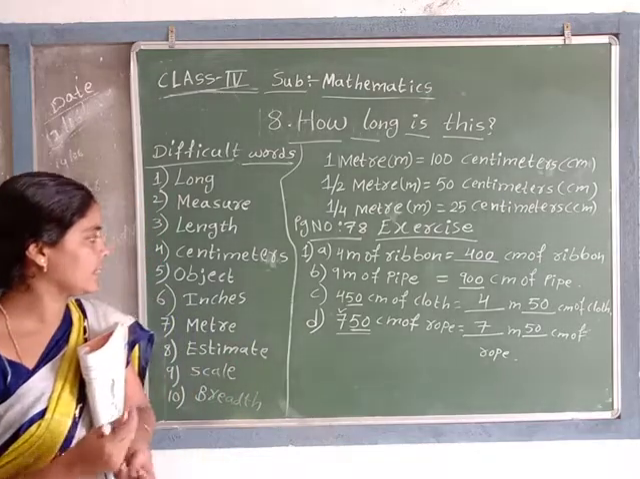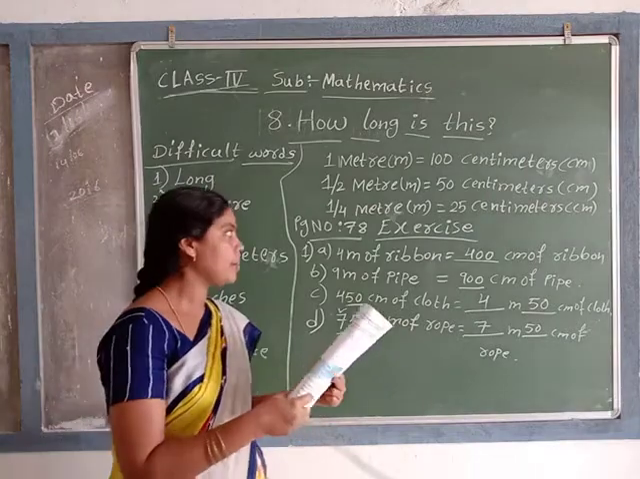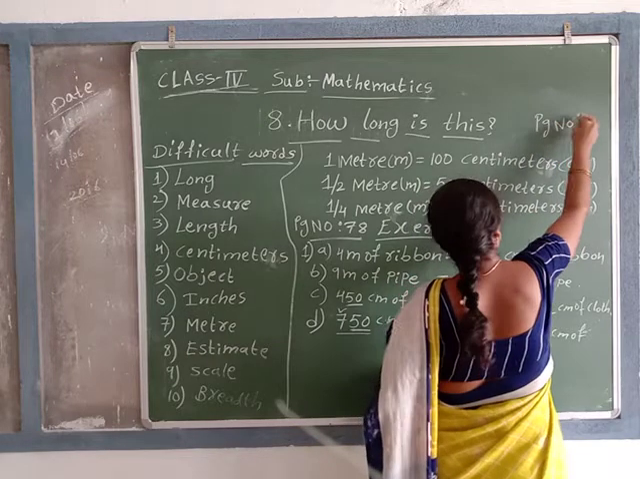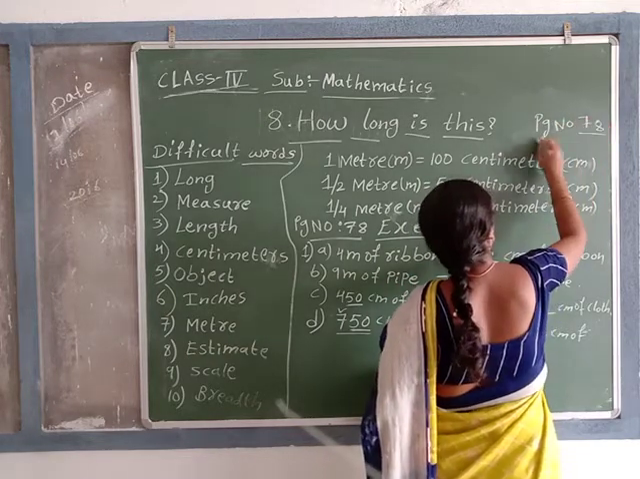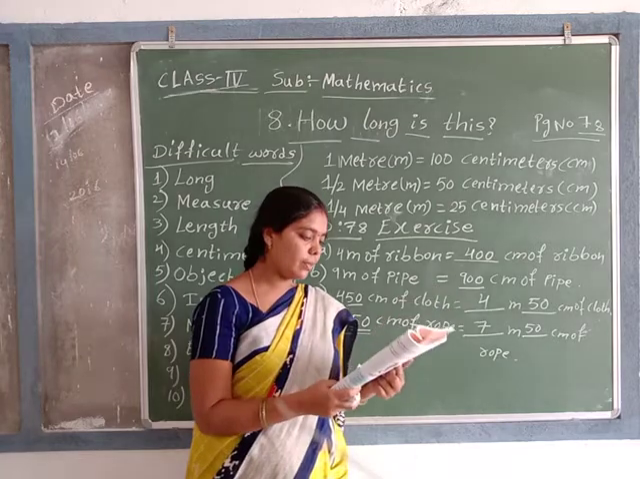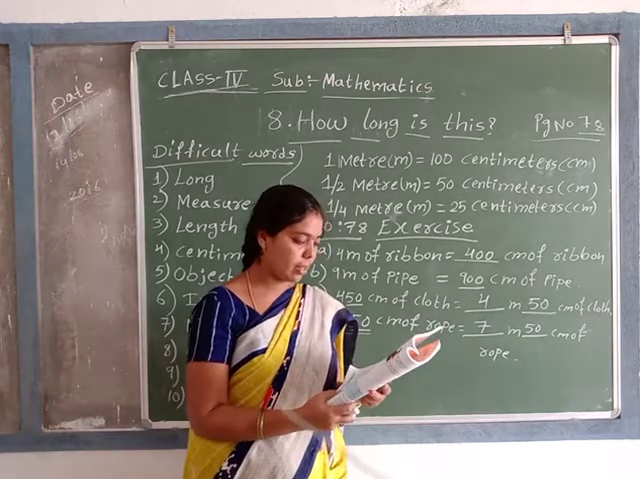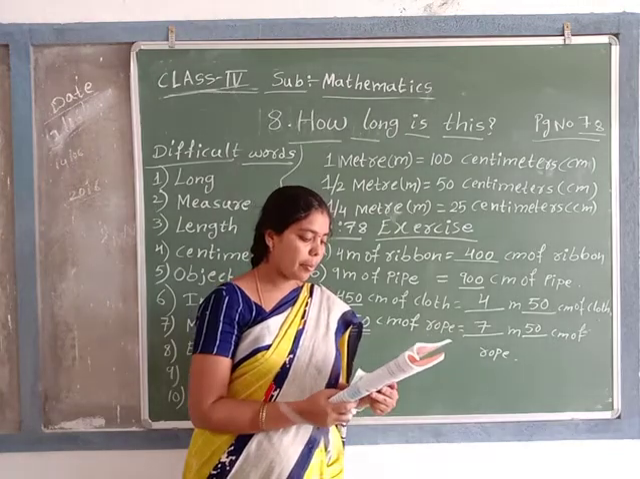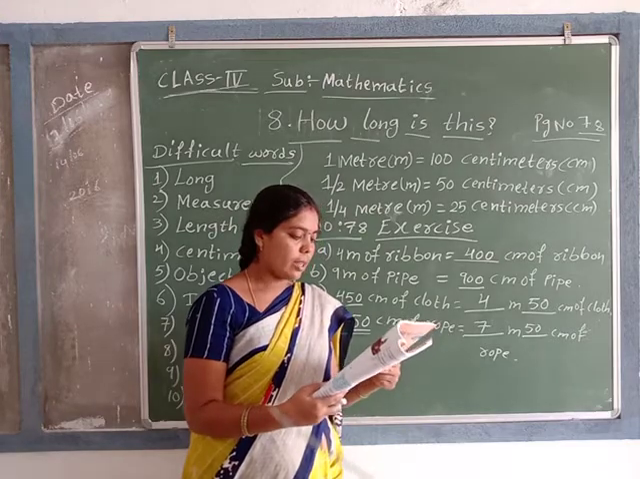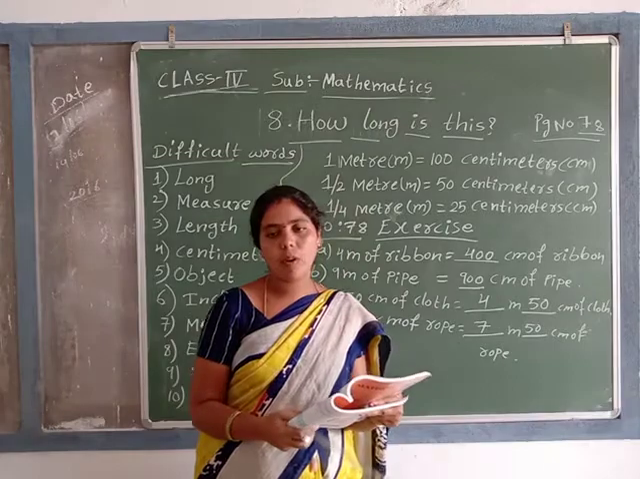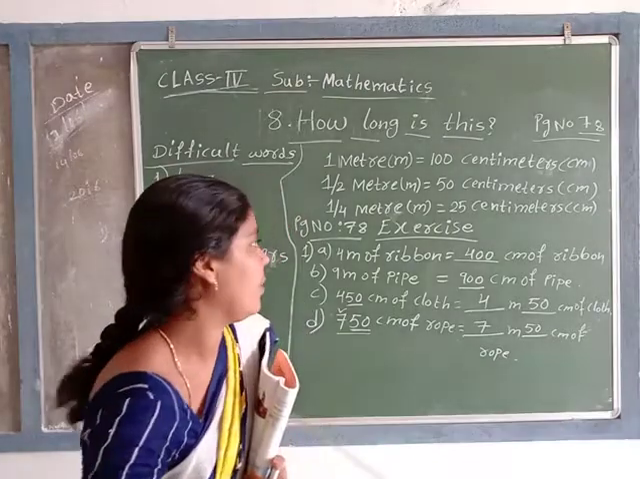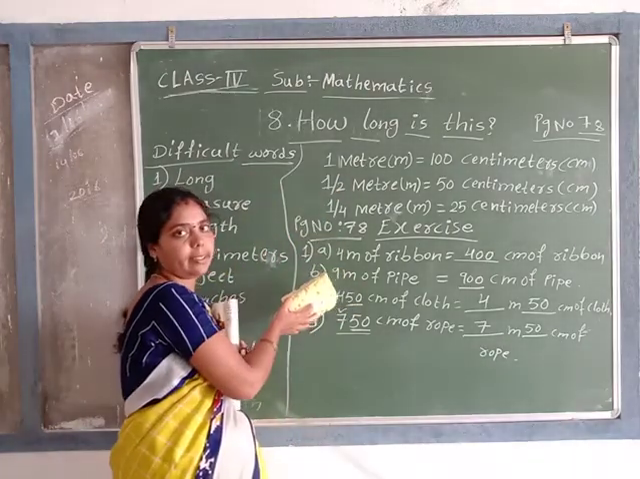Okay, now next. Second question. Page number 78. I went to the shop and bought 2 meters and 50 centimeters of cloth for my kurta and 3 meters 75 centimeters of cloth for my pajama. What is the total length of cloth that I bought? So now write the second question, right children? Write in a proper way.